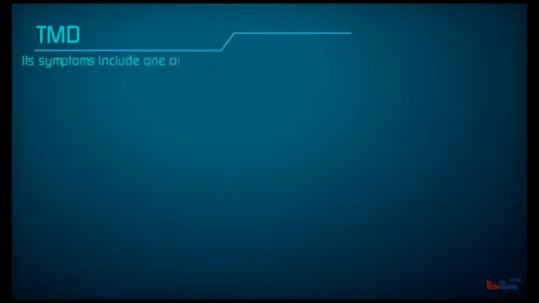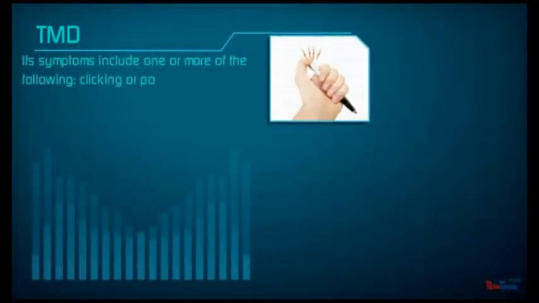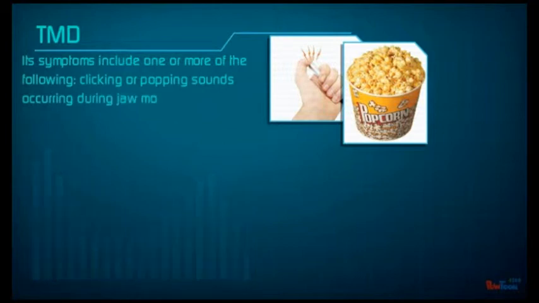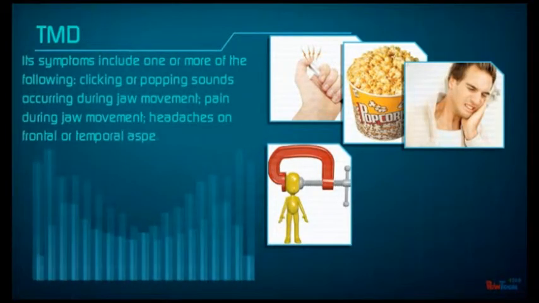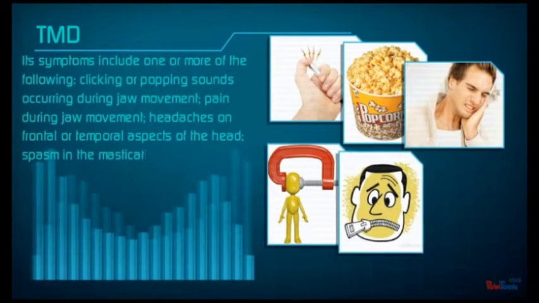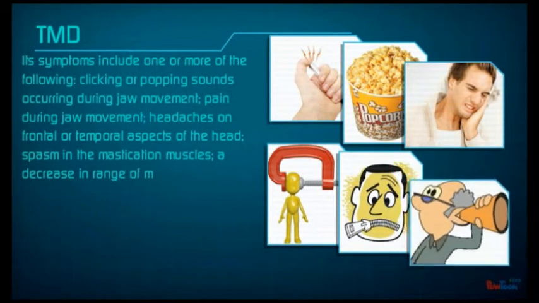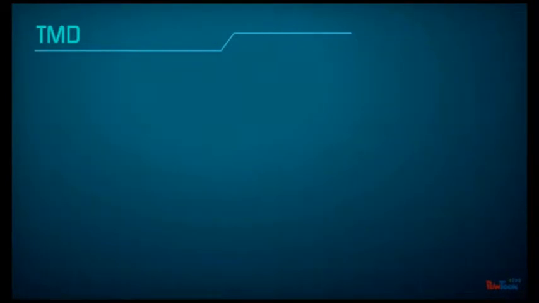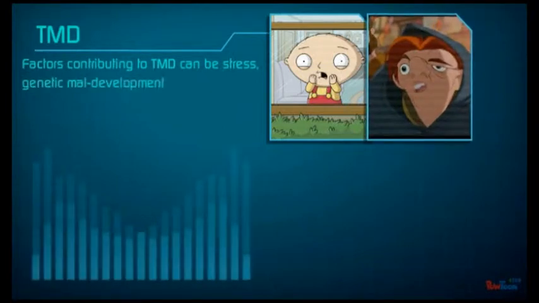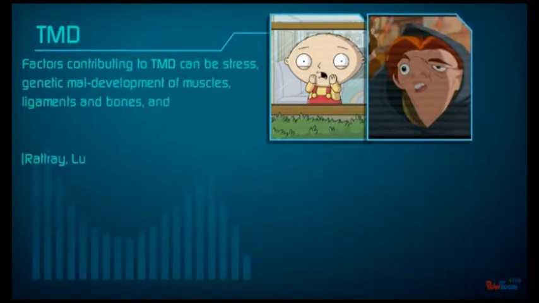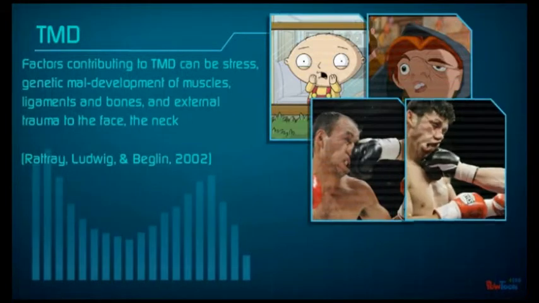Its symptoms include one or more of the following: clicking or popping sounds occurring during jaw movement, pain during jaw movement, headaches on frontal or temporal aspects of the head, spasm in the mastication muscles, a decrease in range of motion, and hearing impairment. Factors contributing to TMD can be stress, genetic maldevelopment of muscles, ligaments and bones, and external trauma to the face, the neck or the mandible.